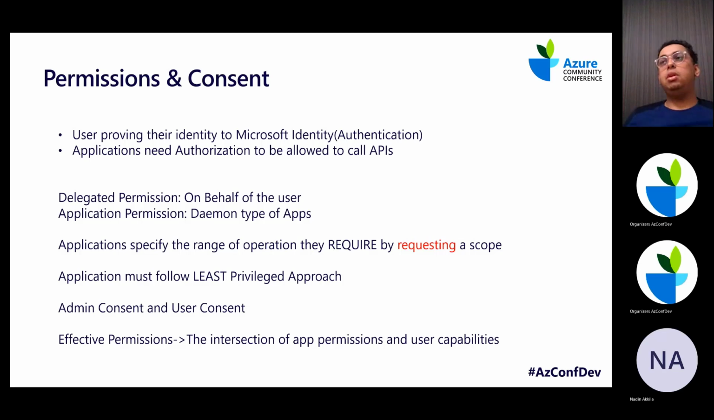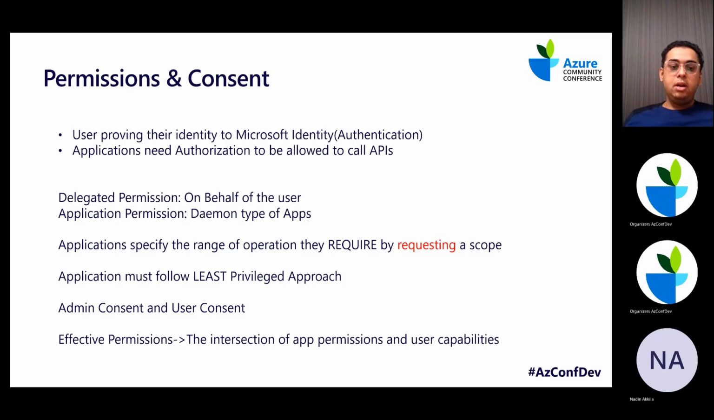And then there is application permission, a daemon kind of app, a service, which will do things in the backend kind of a thing. That's when you need an application permission. So essentially a delegated permission and an application permission, these are the two types of permissions we have.